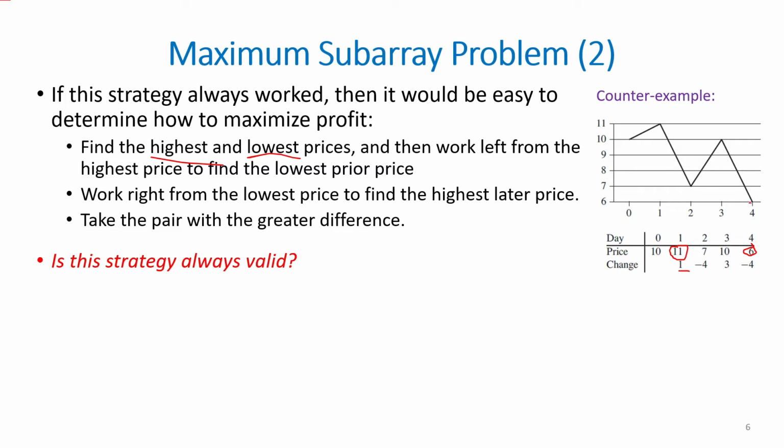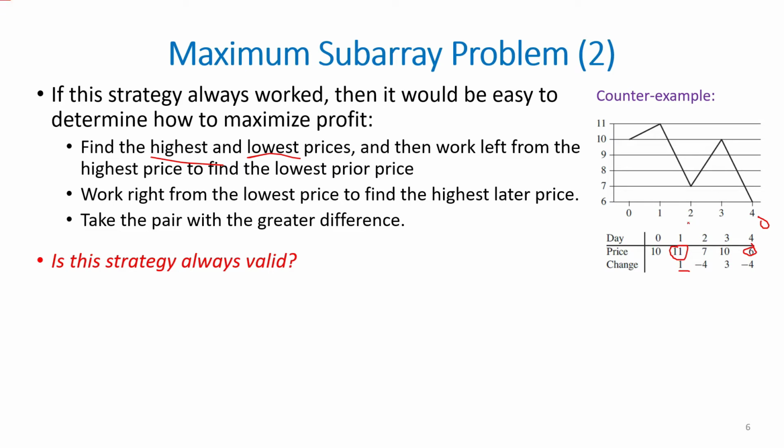and the difference between these two would be $1. Now, if we start with the lowest price and move to the right, well, there is no highest price to the right of this lowest price. Therefore, no profit is made, and therefore the profit would be 0. So the maximum between 1 and 0 is 1. So based on our strategy, we would make a maximum profit of $1.